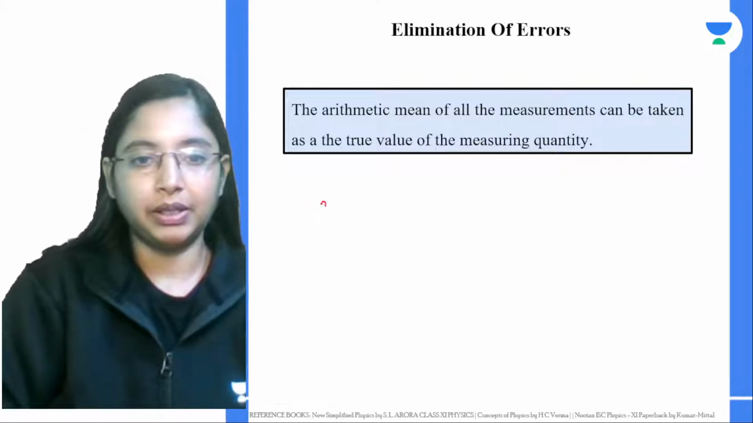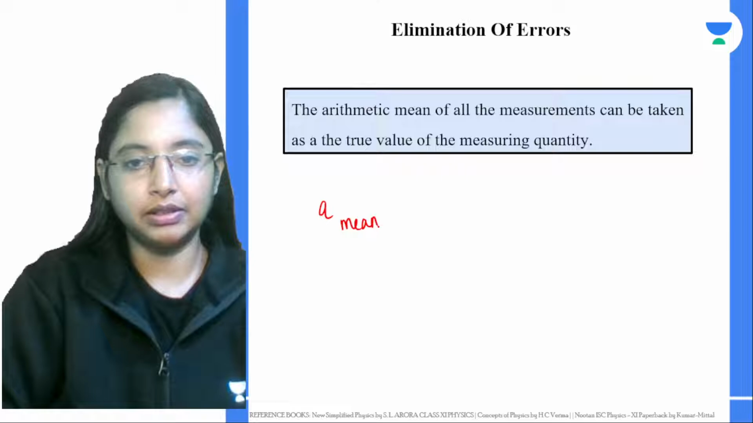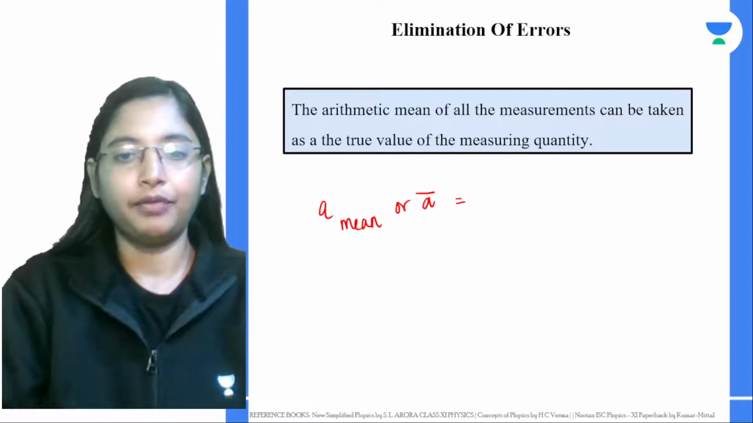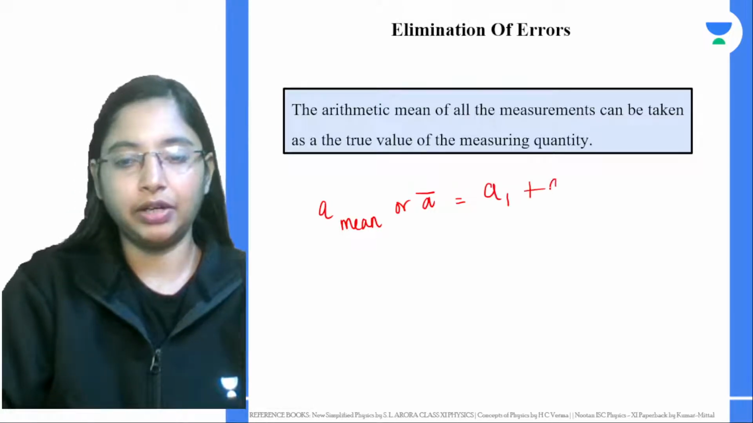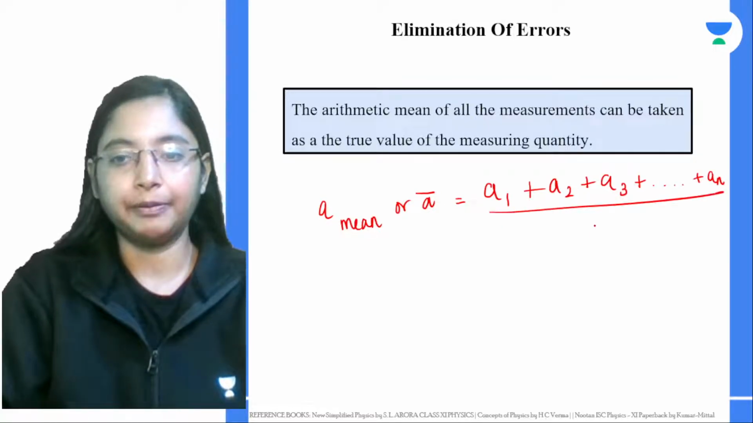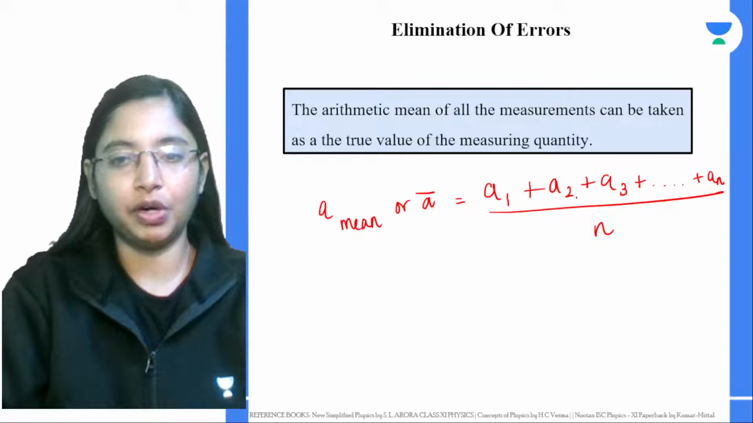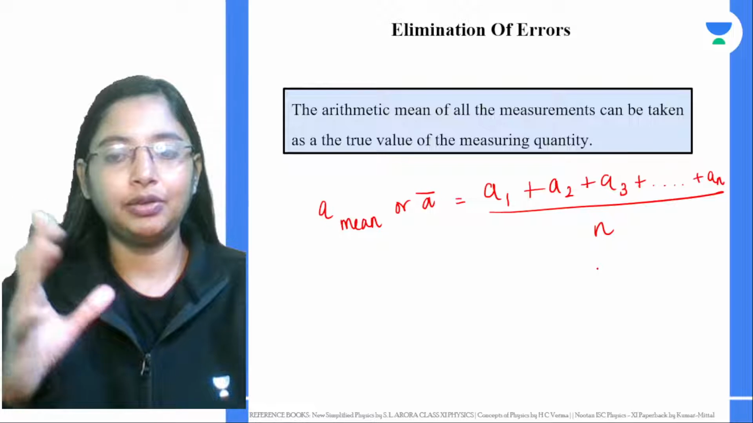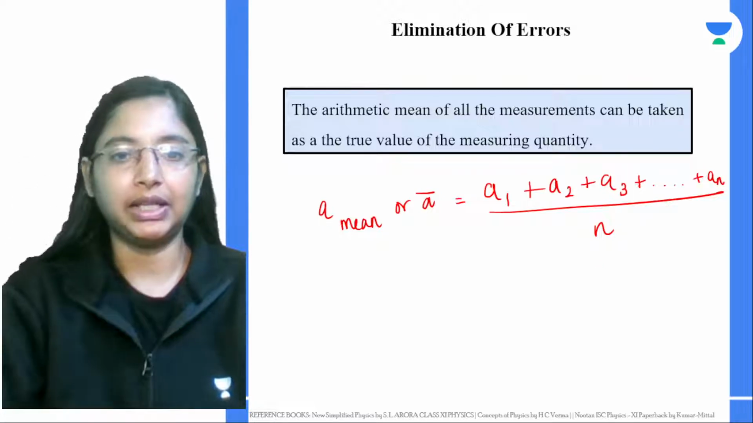For example, you take the mean of all values, which is written as A with a bar on top. Let's say you're trying to measure the thickness of this particular pen. The first reading you take will be A1, the second reading A2, and the nth reading An, for n number of readings. The mean is the sum of the observations divided by the number of observations. So if you have taken 5 values, add all 5 values and divide by 5. That will give you the mean.